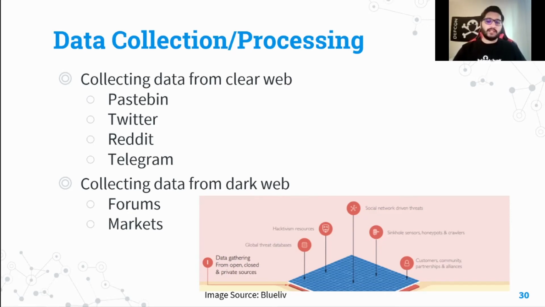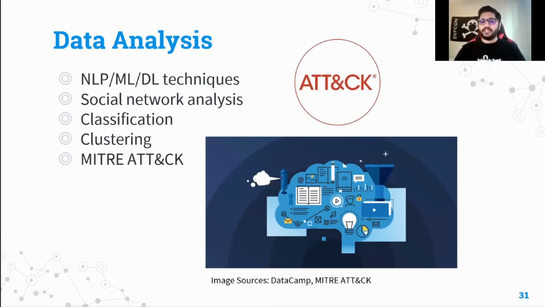So talking about analysis, as I told you, these are all text-based data, so you need analytical processes like NLP, ML and DL to analyze this data. Either you can do social network analysis, where you analyze different actors on different forums, or you can do classification based analysis, where you classify different forums based on what goes on in those forums. Or you can do clustering of products from different forums.